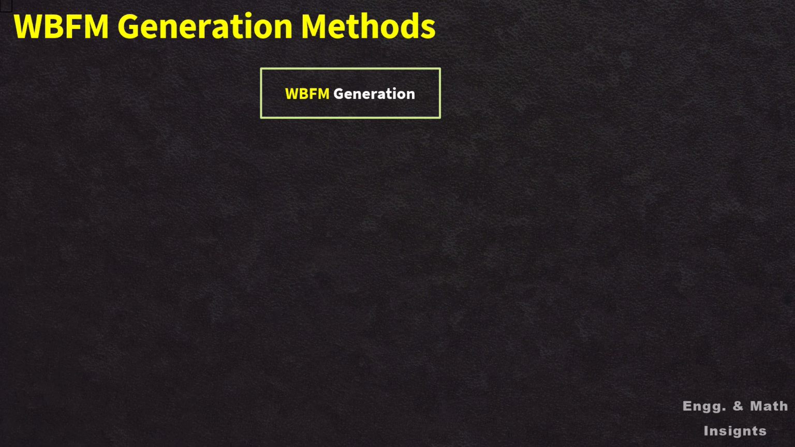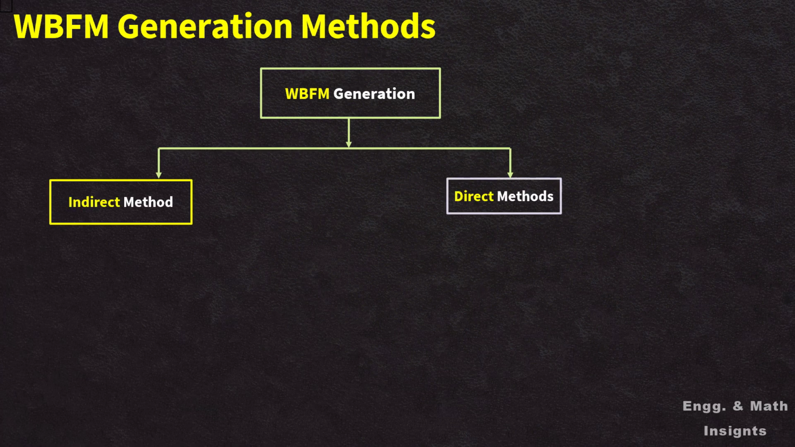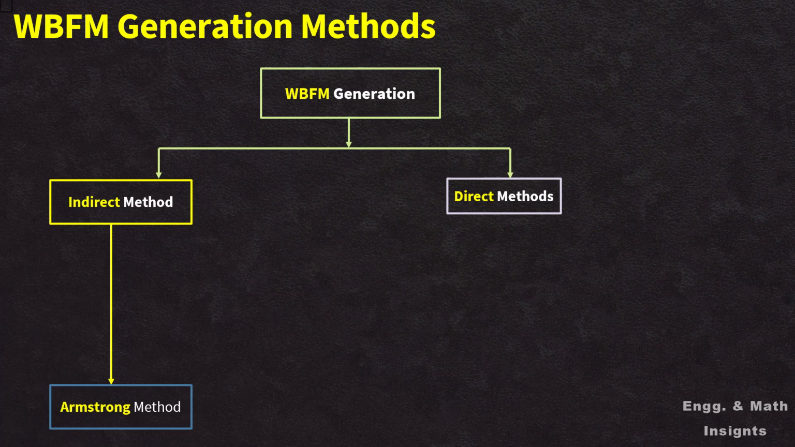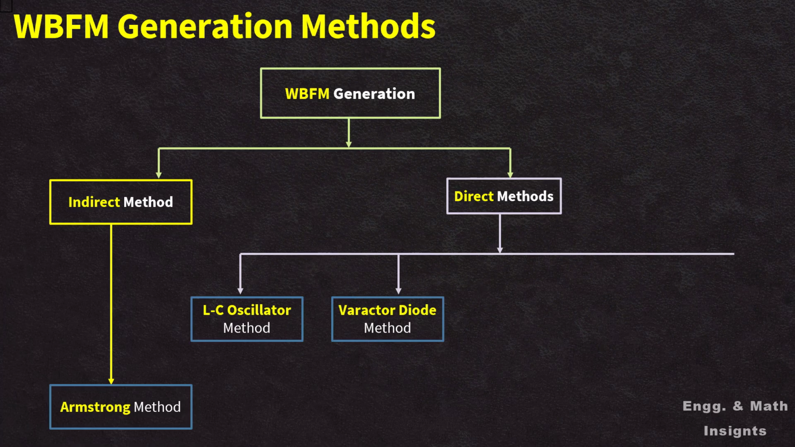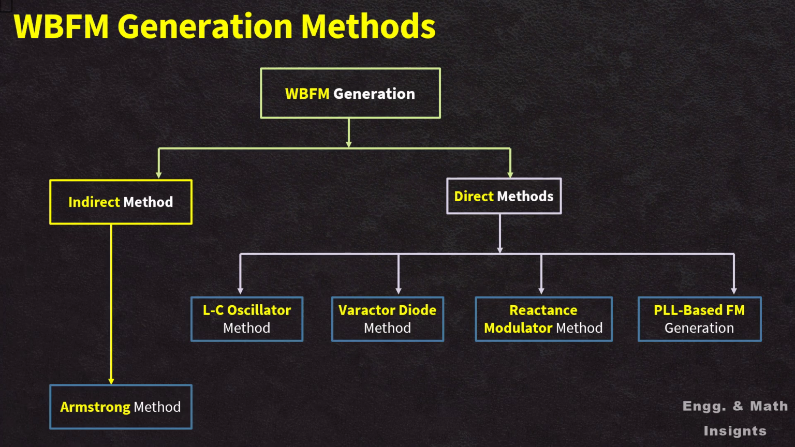Wideband frequency modulated signal generation methods are of two types: indirect and direct methods. The indirect method includes the Armstrong method, and the direct methods include the LC oscillator method, Varactor Diode method, Reactance Modulator method, and PLL-based FM generation. Now that we have seen the big picture, let's take a closer look at how wideband frequency modulated signals are generated. There are two main approaches: the indirect method, which builds up the wideband frequency modulated signal step by step using stable low frequency components, and the direct method, which creates the frequency modulated signal directly by varying the oscillator's frequency in real time with the message signal. Each method has its own strengths depending on the application.